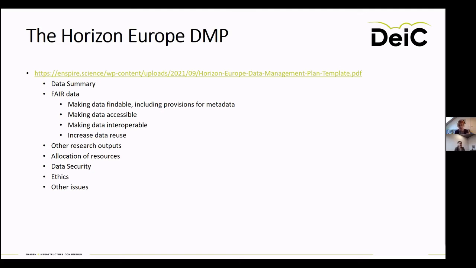All these headlines come with guiding questions that are related, in this case, for example, to the FAIR principles. They just ask, are you giving your data a persistent identifier? If yes, which one is that? And so on. So that makes it easier.